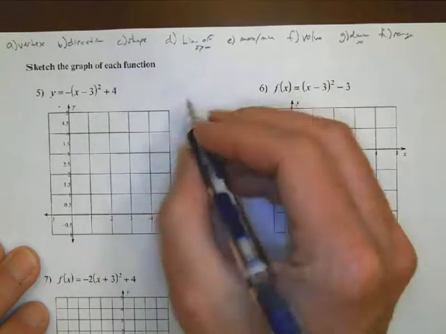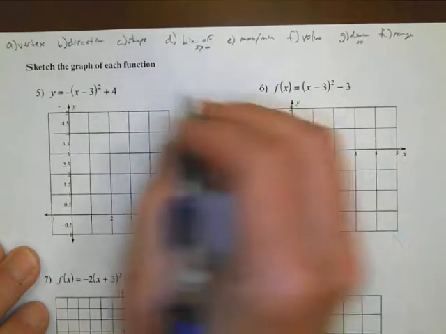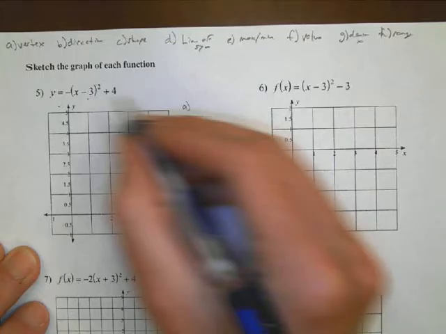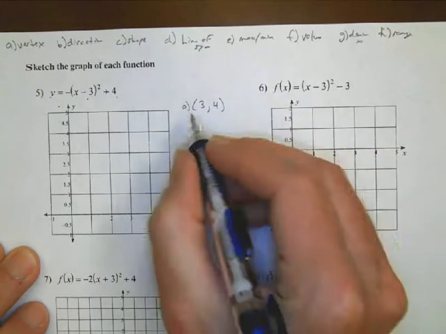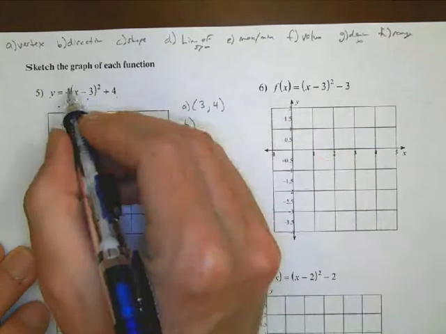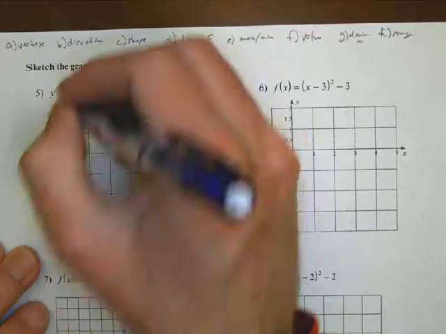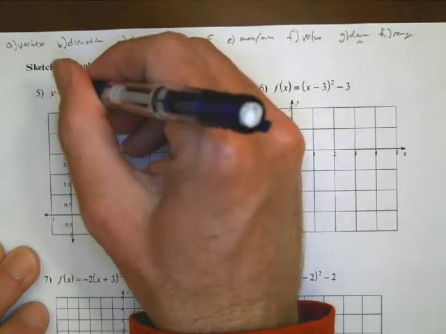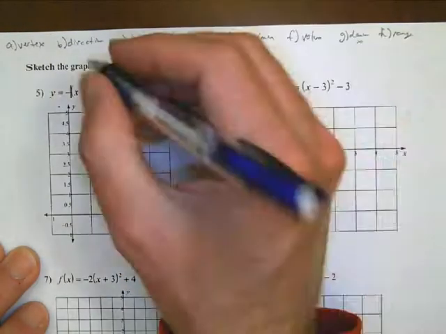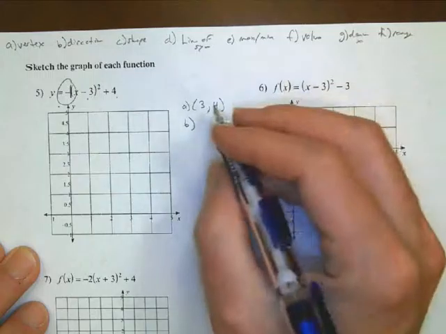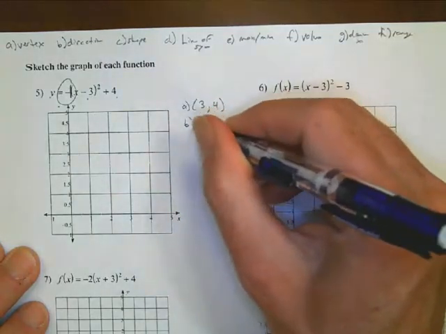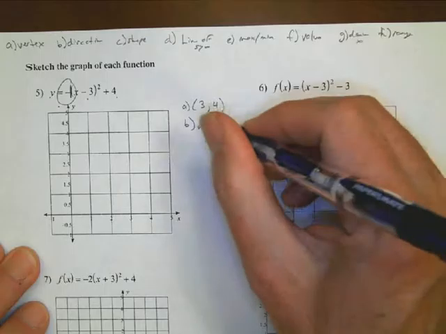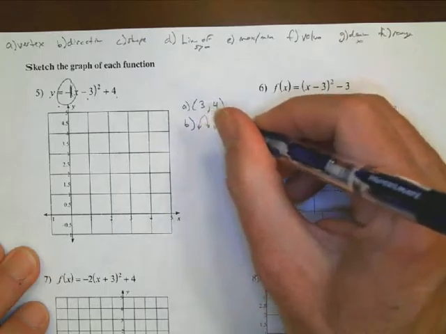My vertex, part 1, is going to be the opposite of that, so it's 3, comma, 4. For my direction, I have a negative in the front here. That means there is a negative 1 as my coefficient right there. Because it's a negative value, this shape is going to curve down like that. So I might just draw a shape, or I could write the word down.